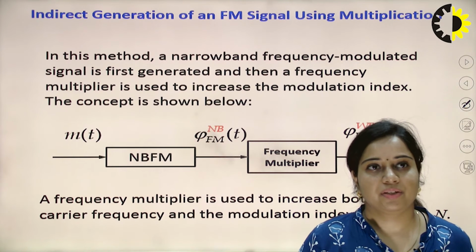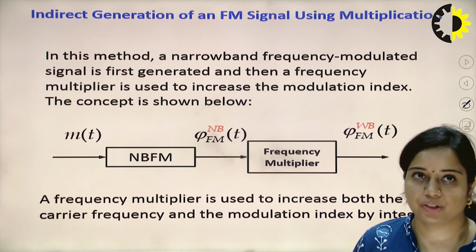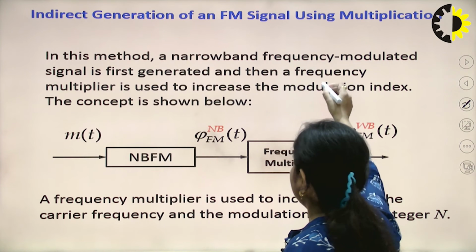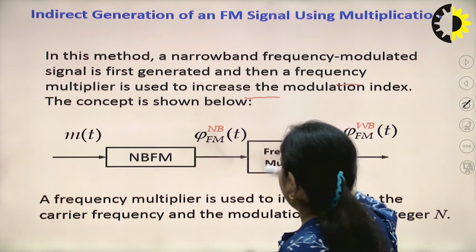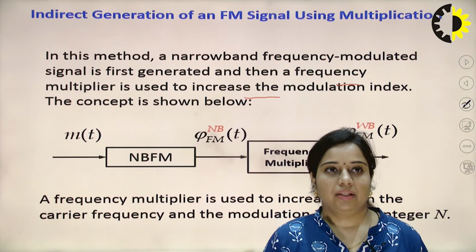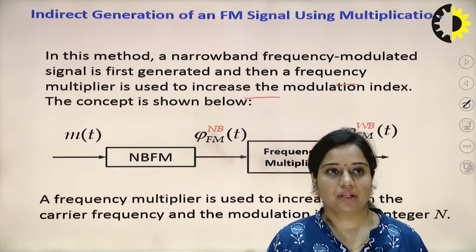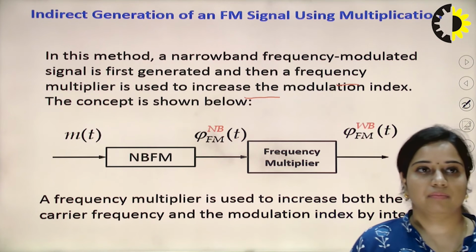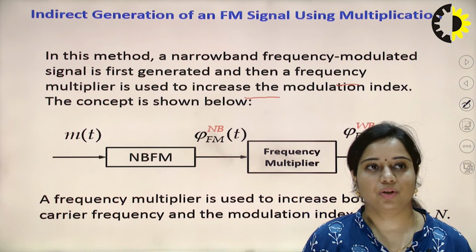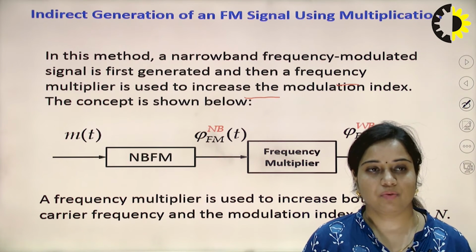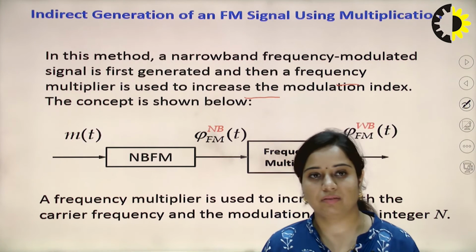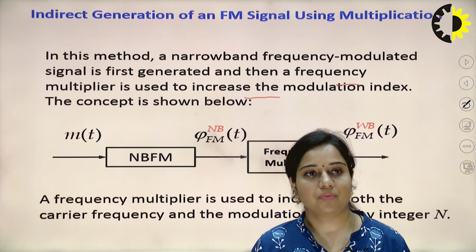Next is the indirect generation of the FM signal using multiplication. In this method, the narrowband FM is first generated, and then a frequency multiplier is used to increase the modulation index. Why is this indirect method known as indirect? Firstly, the narrowband FM signal is produced, and by using a combination of different frequency multipliers, this NBFM is converted to wideband FM. So basically we are increasing the modulation index. When it is greater than 1, or greater than 0.3, it comes in the range of wideband FM.